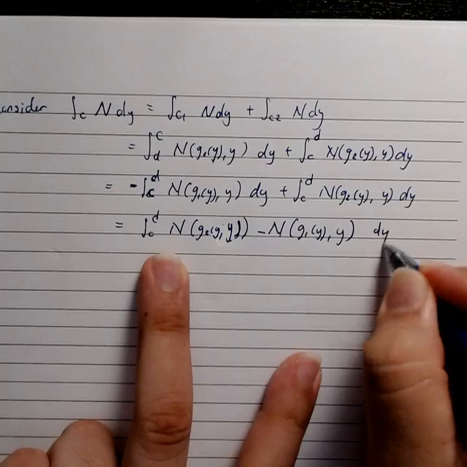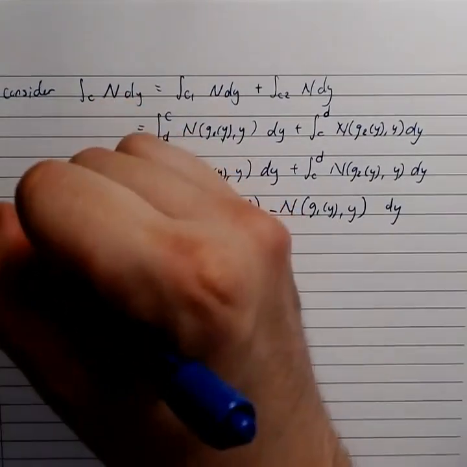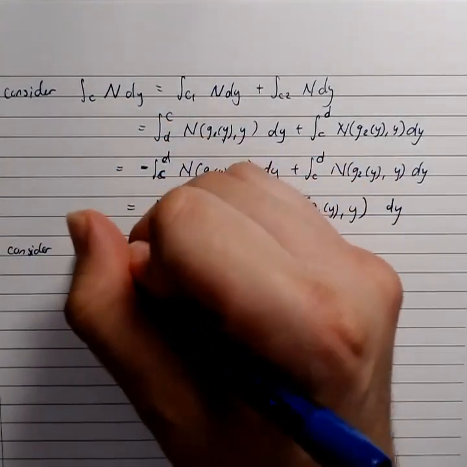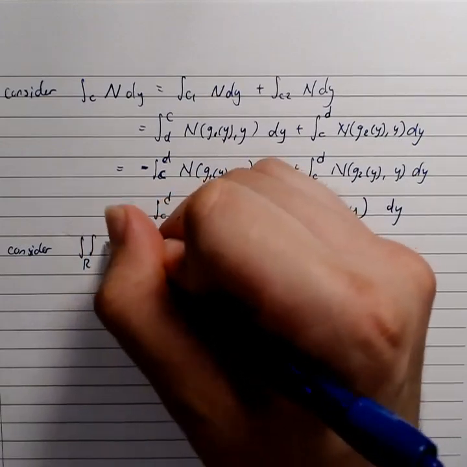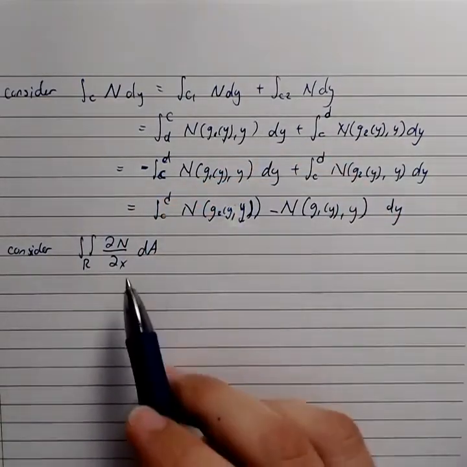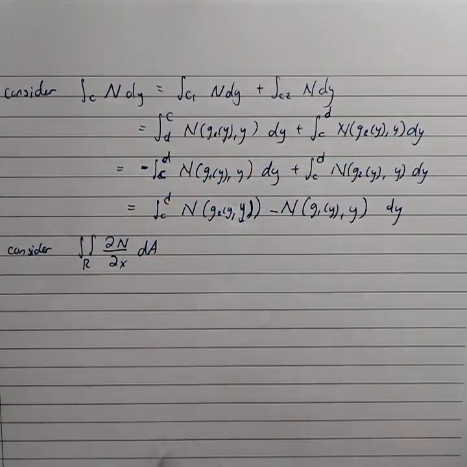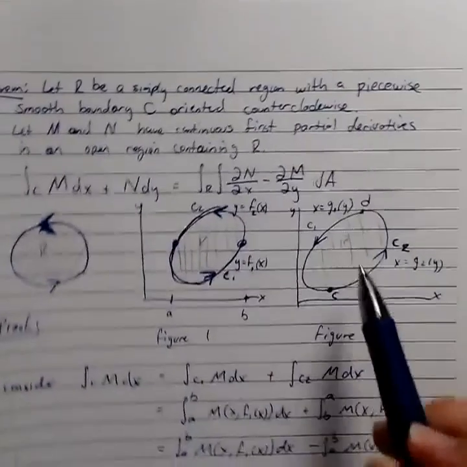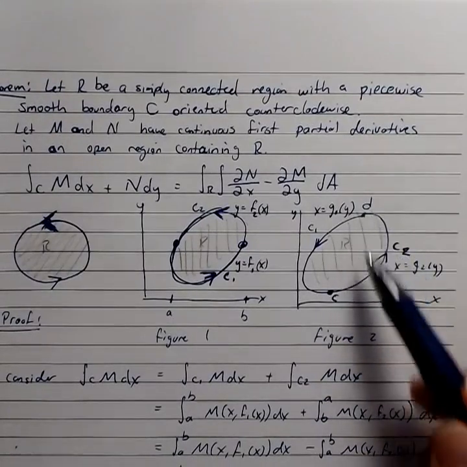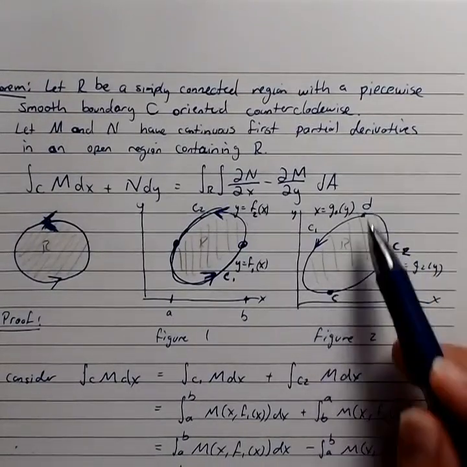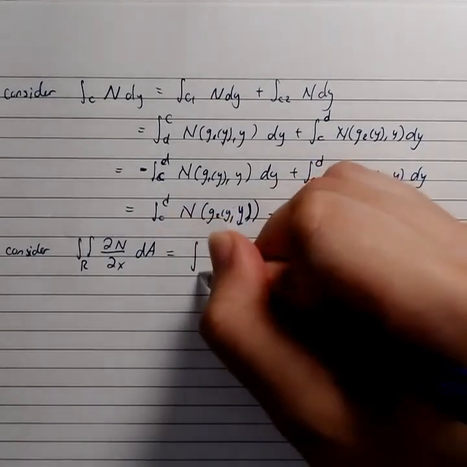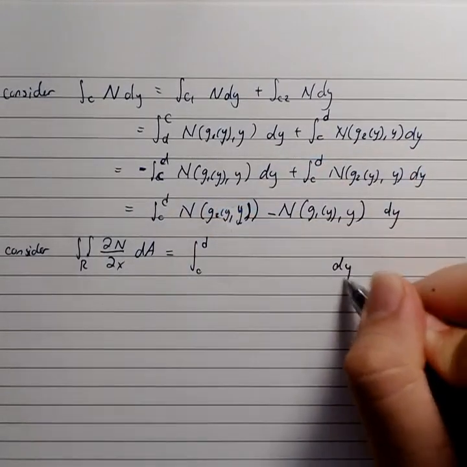Dy. Okay, so now let's consider one last thing. You've considered four things so far. Now go ahead and consider the double integral over the region R of del n del x dA. Okay, so again, we're looking at a double integral. We're back in chapter 14. Looking at our region here, notice that the boundaries for y are constants. So dy is going to be the last integral that we take, from C to D. So this can be written, by Fubini's theorem, as the integral from C to D dy, all right?